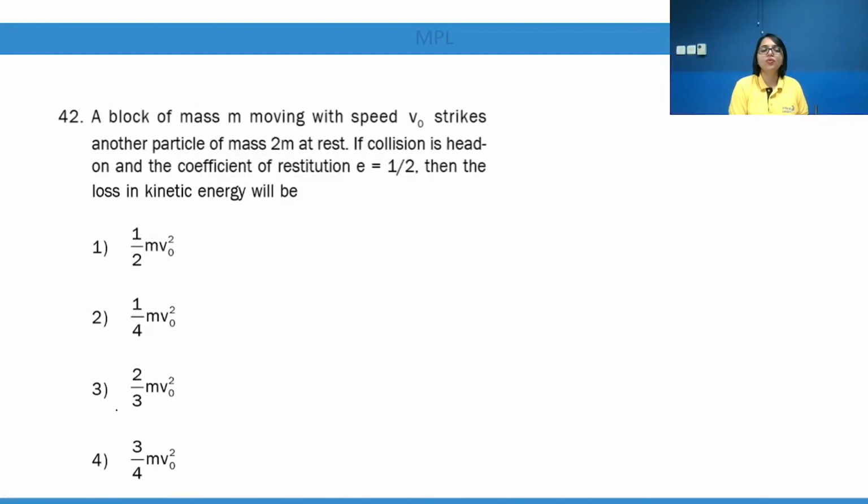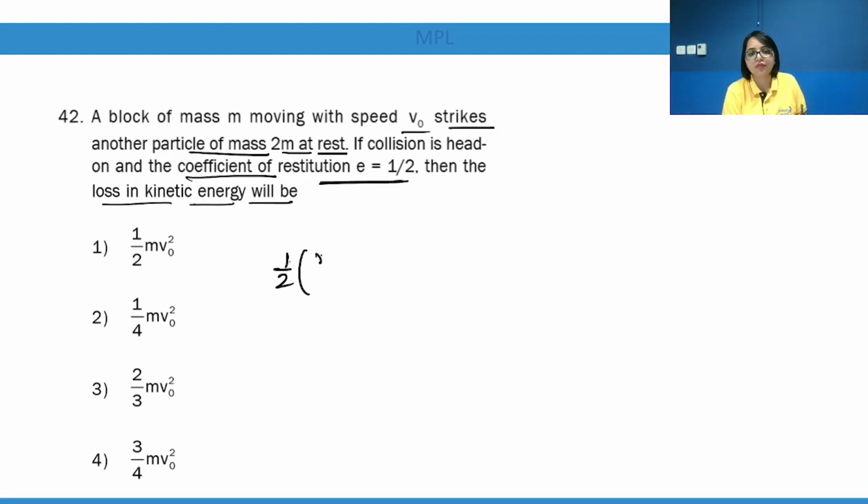Question number 42. A block of mass m moving with speed v naught strikes another particle of mass 2m at rest. If the collision is head on and the coefficient of restitution is 1 by 2, then the loss in kinetic energy will be? So loss in kinetic energy in this type of collision is given as half m1 m2 upon m1 plus m2 into (u1 minus u2) whole square into (1 minus e square).